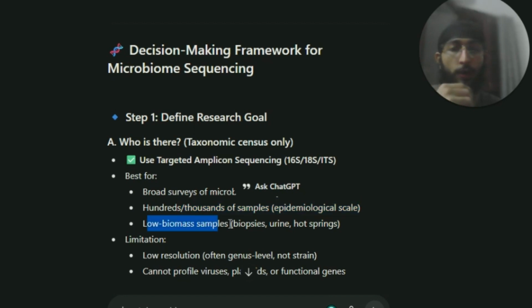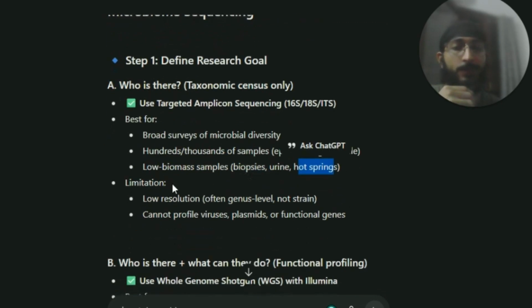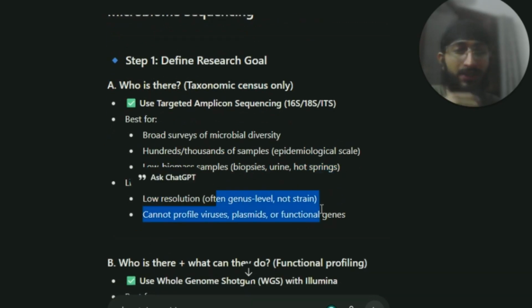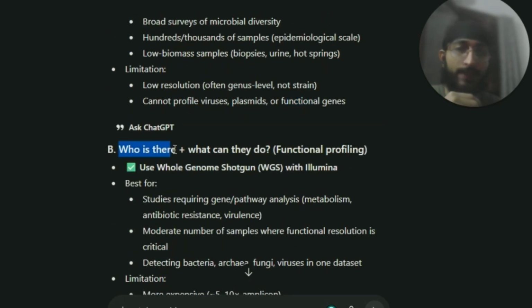epidemiological scale, low biomass samples, biopsies, urine, hot springs. Limitation is that we have low resolution, often genus level, not strain level, and cannot profile viruses, plasmids, or functional genes. Secondly, who is there and what they can do.